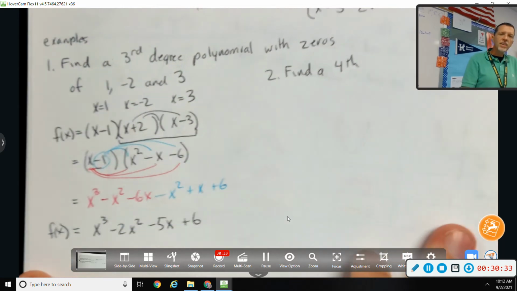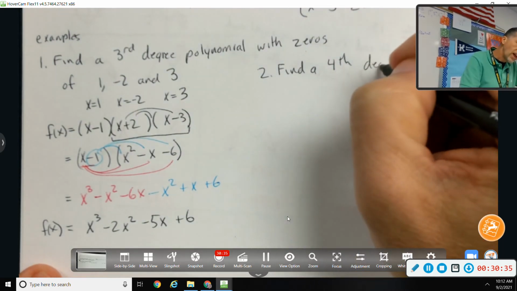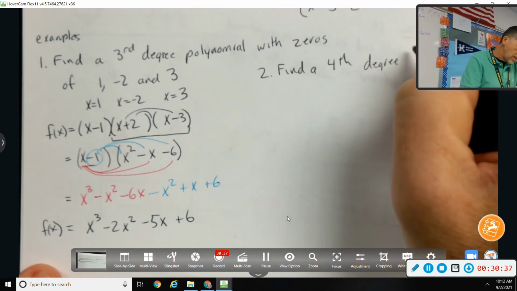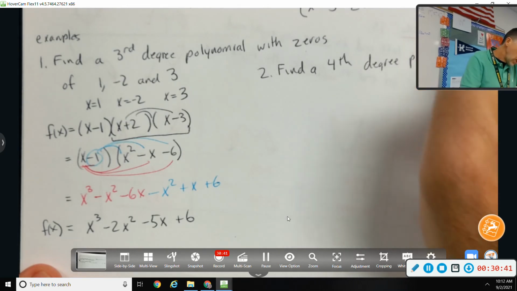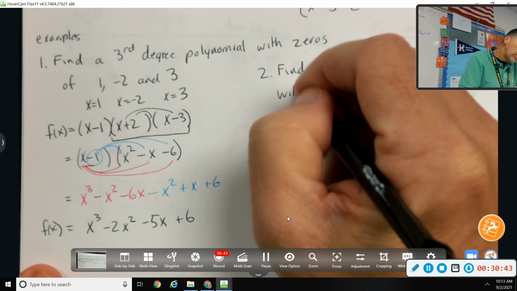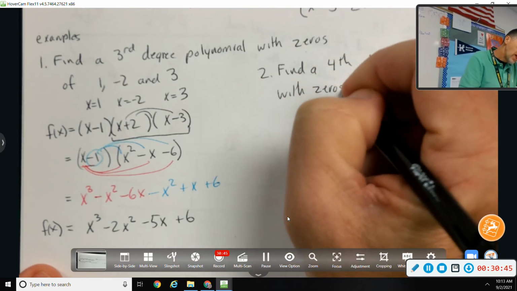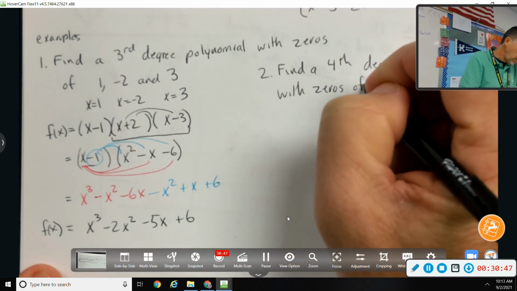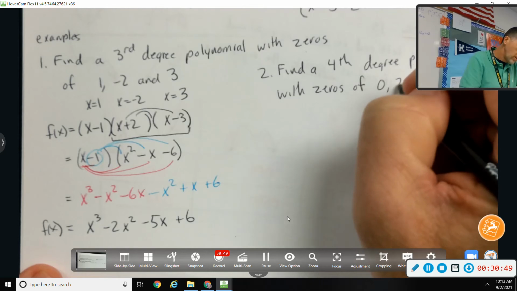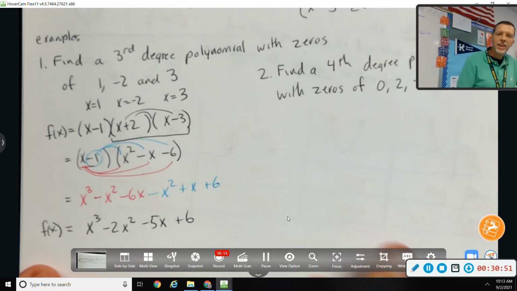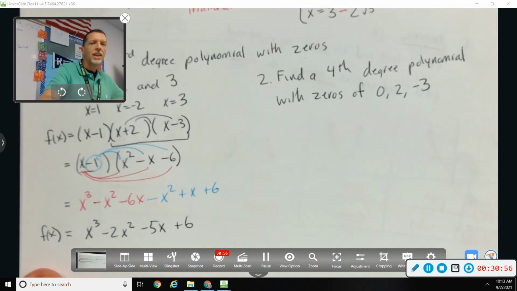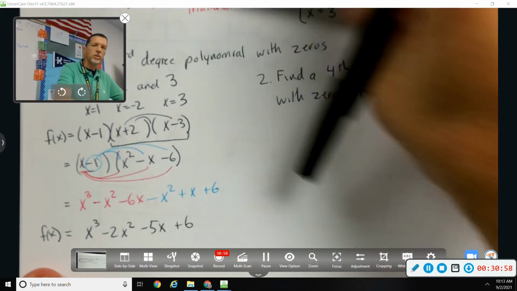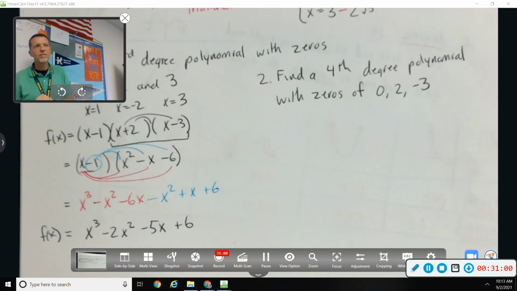Find a fourth degree polynomial with zeros of 0, 2, and negative 3. Fourth degree polynomial with zeros of 0, 2, and negative 3.